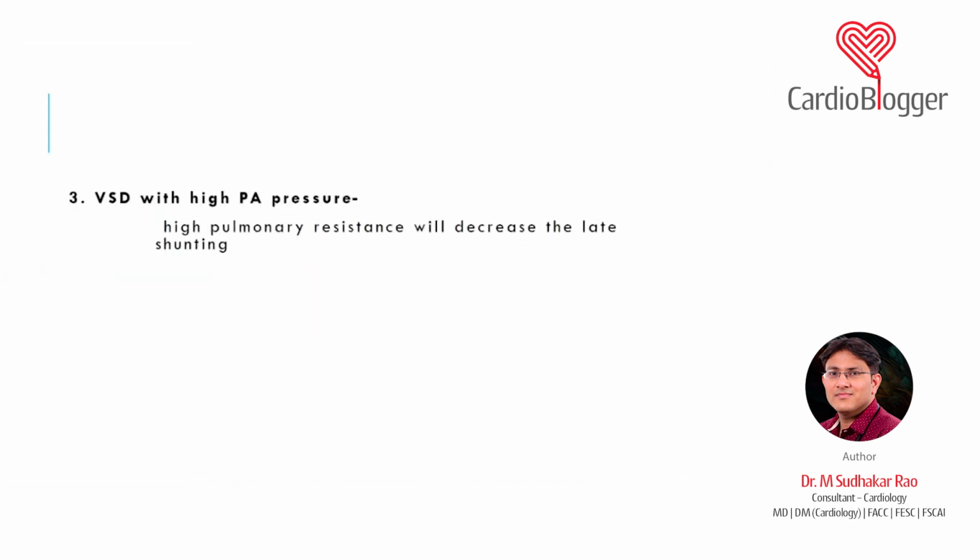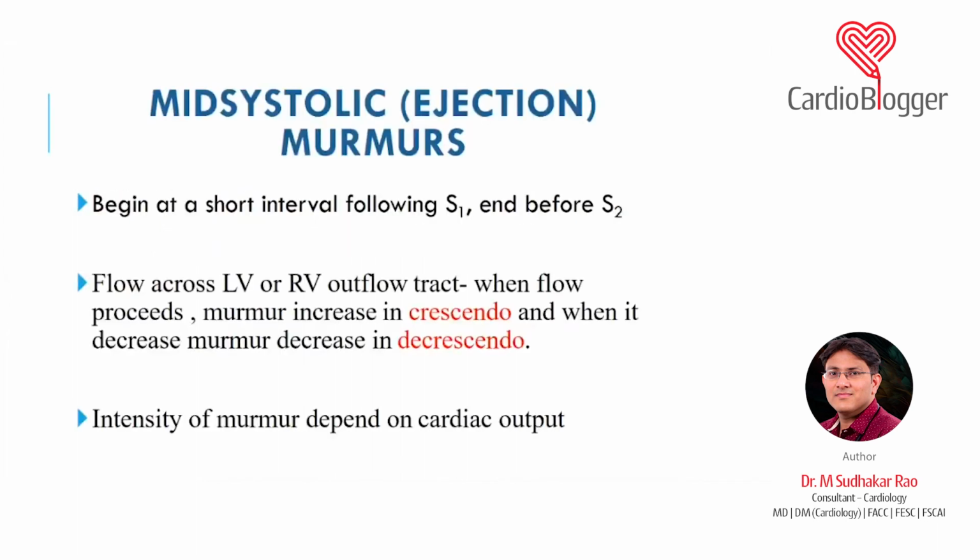Whereas in a very large VSD and the VSD with high PA pressure, the gradient between the LV and the RV abolishes, and that is why you do not get a pan-systolic murmur, you get only an early systolic murmur. So it is only the moderately sized restrictive VSD. The term is moderately sized restrictive VSD where you get a holosystolic murmur.